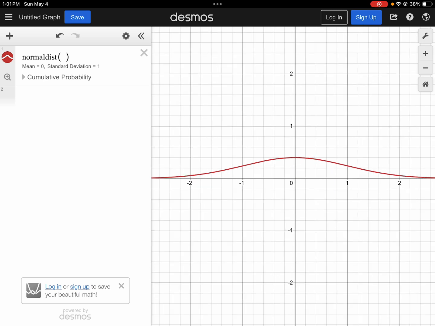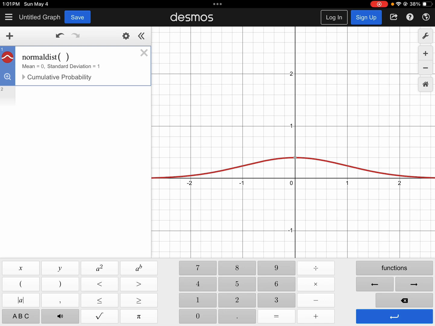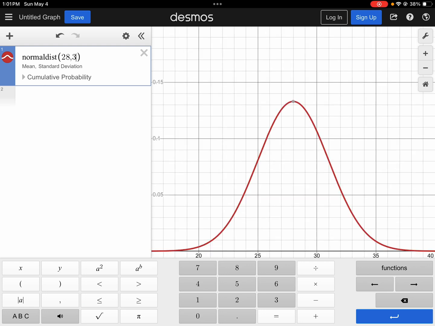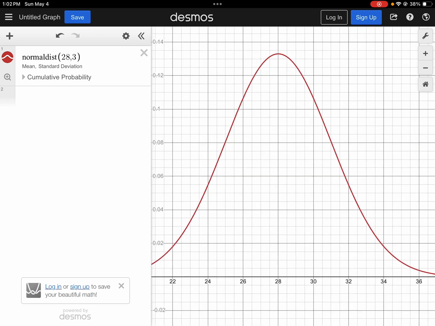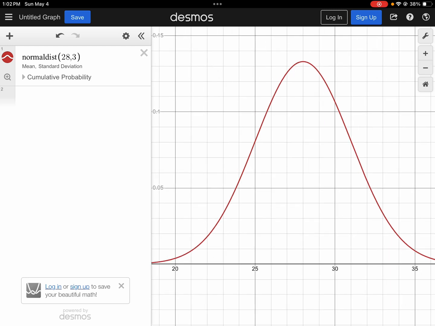We can click into the parentheses and edit what we want the mean and the standard deviation to be. In our set, we have 28, then a comma, and 3 for the standard deviation. Just below the red graph, there's a magnifying glass with a plus button. If you click on that, it will zoom in to your curve. You can see that at the center there's 28. That's our mean, and every 3 units along the x-axis is the standard deviation.